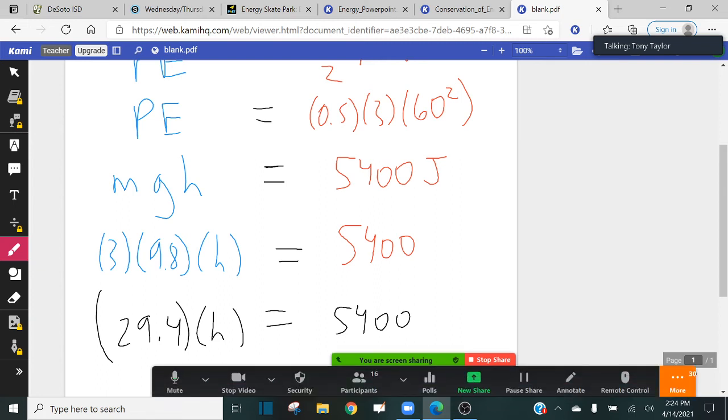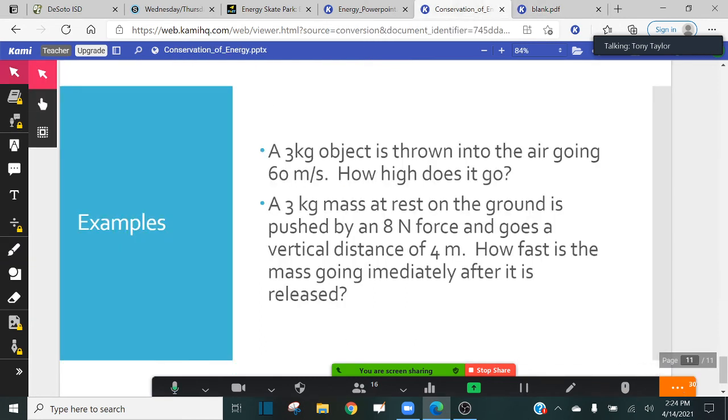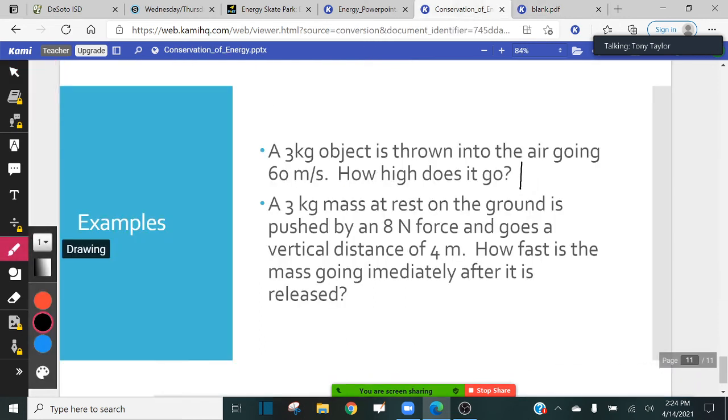Guys, what do y'all get? Yes, thank you, Angelina. That's exactly what I got. So my height here, where it says how high does this go, my height was 183.67. And again, height is in meters, guys. So your units have to always be correct. Height is in meters.